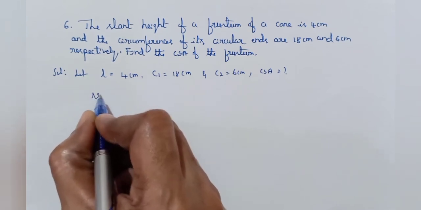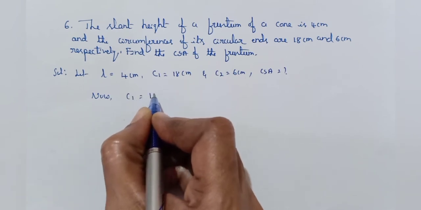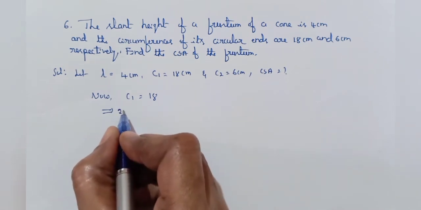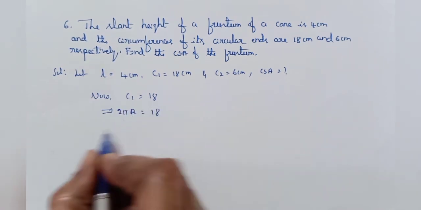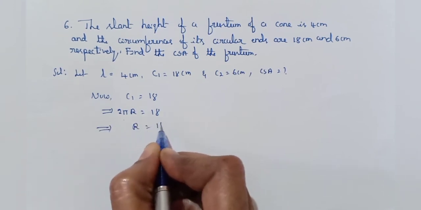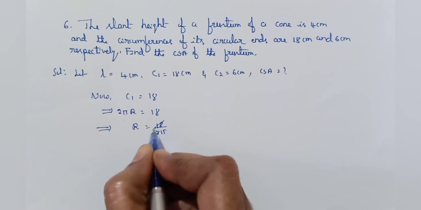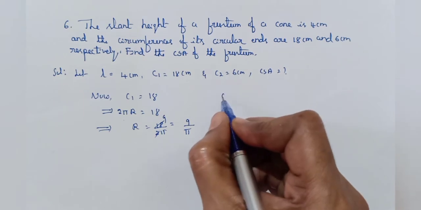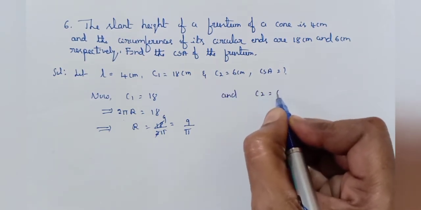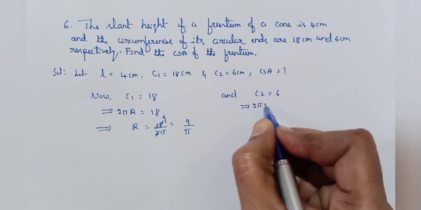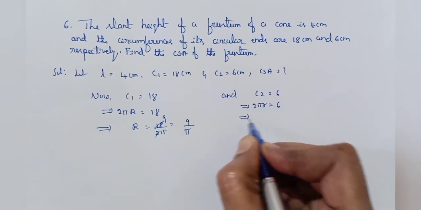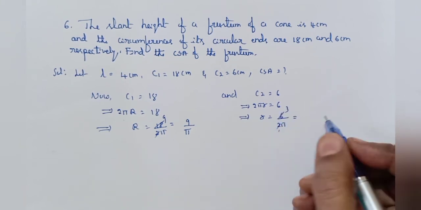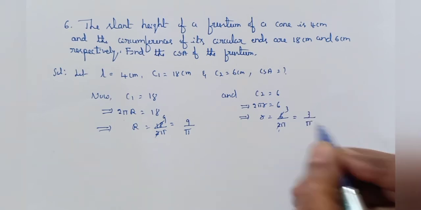C1 is equal to 18 centimeter. Thus you know the circumference is equal to 2 pi r. 2 pi r is equal to 18. So r is equal to 18 by 2 pi, 2 9s are 18. So capital R is equal to 9 by pi. And C2 is equal to 6. So 2 pi small r is equal to 6. Then small r is equal to 6 by 2 pi, 2 3s are 6. So small r is equal to 3 by pi.